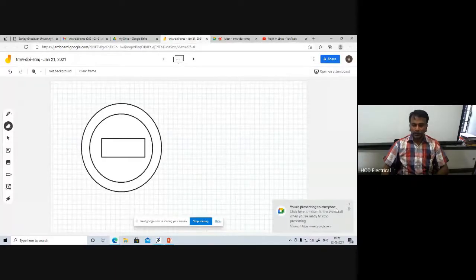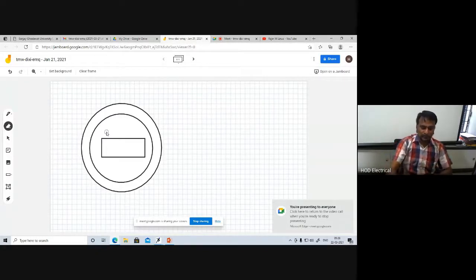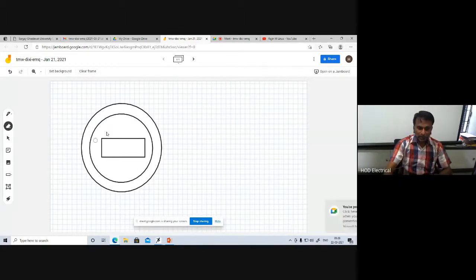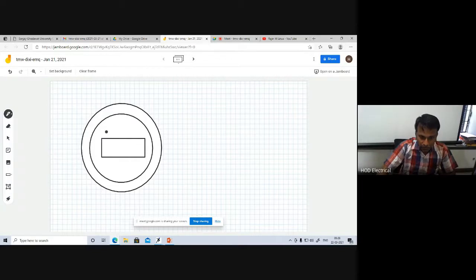So for this, let me share my white screen. This is the entire stator system, and this is our rotor. The rotor is excited, so current here is entering and current here is leaving, so that magnetic flux will be maximum in this direction. Here the magnetic flux is positively maximum, and here the magnetic flux is negatively maximum.